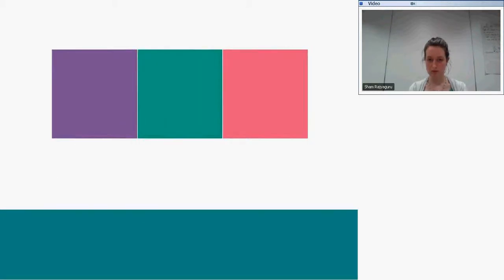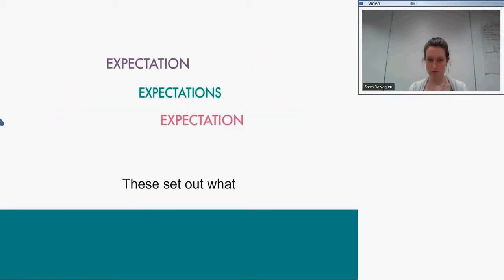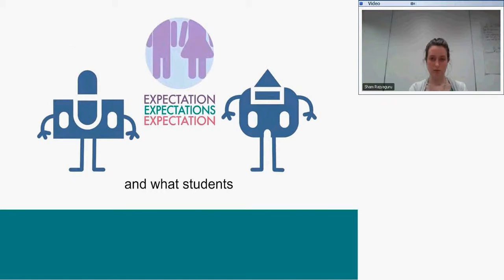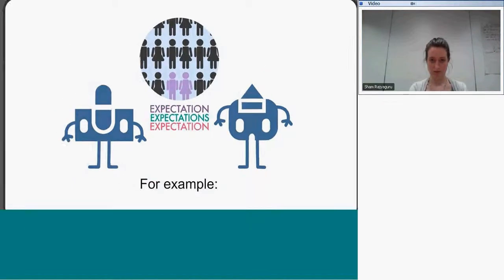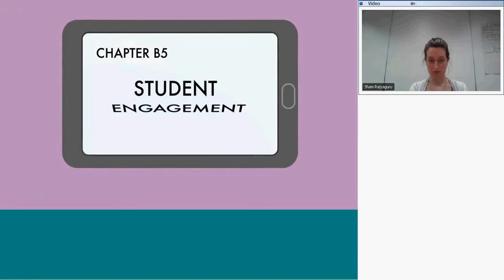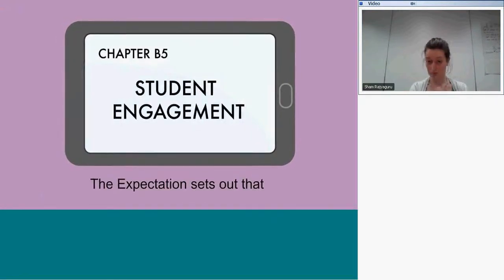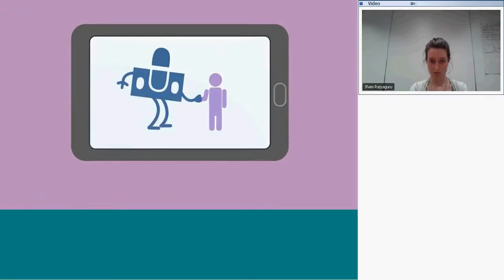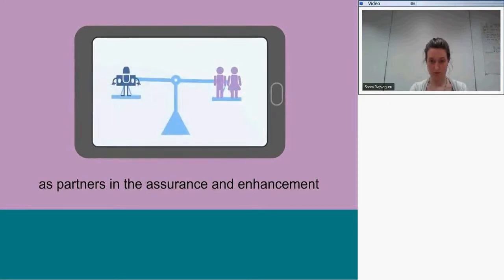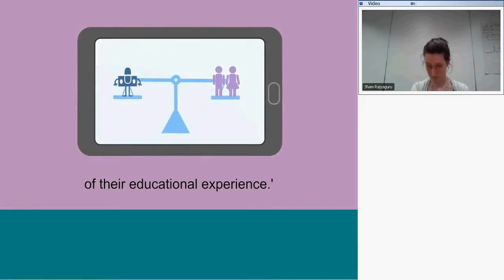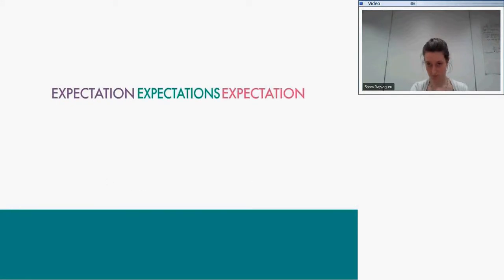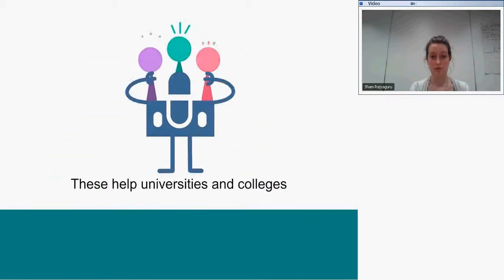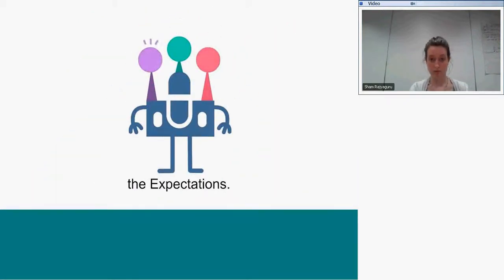Each chapter of the Quality Code contains an expectation. These set out what universities and colleges expect of themselves and each other, and what students and the public can expect of them. For example, Chapter B5 is on student engagement. The expectation sets out that higher education providers take deliberate steps to engage all students, individually and collectively, as partners in the assurance and enhancement of their educational experience. Under each expectation, there are a number of indicators of sound practice. These help universities and colleges demonstrate how they meet the expectations.